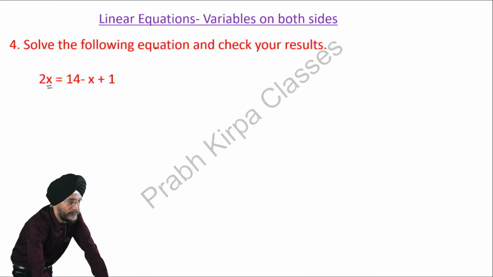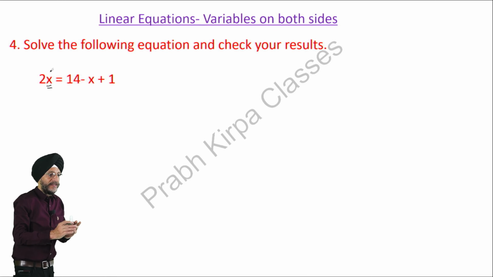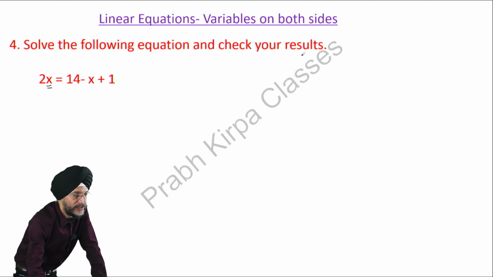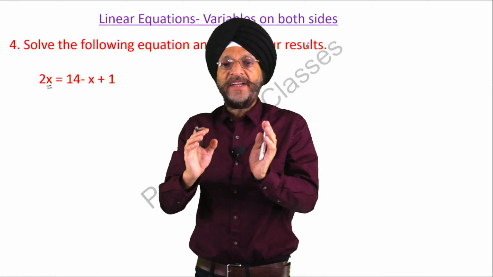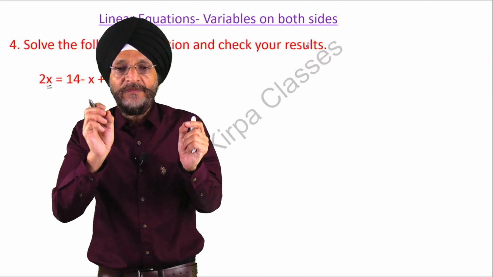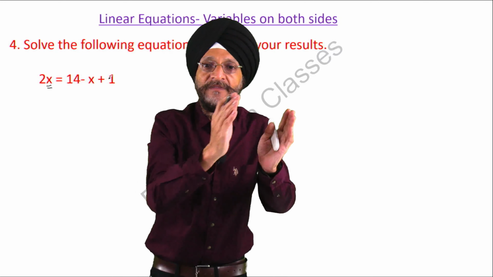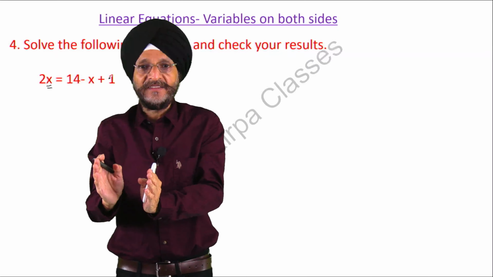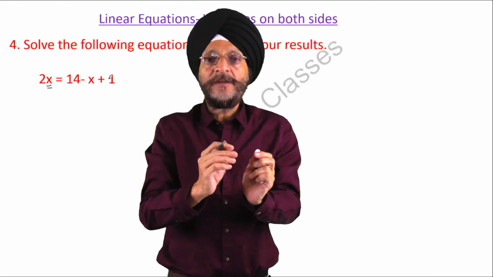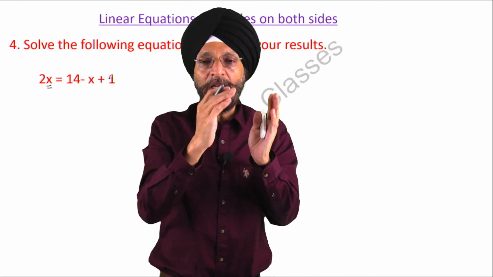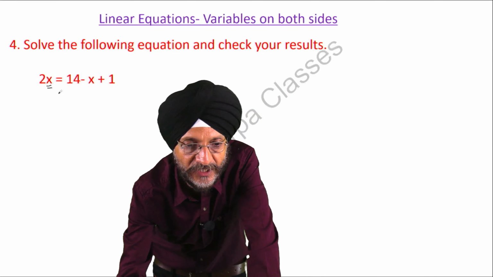First of all, we will solve the equation, that is we will find out the value of x. And then the second part says check your results. It means that after finding out the value of x, we will fill the value of x in this equation, and we will see whether left hand side is equal to right hand side. If left hand side is equal to right hand side, then it means that the result which we had calculated about x is okay. Let us see how we do the same.